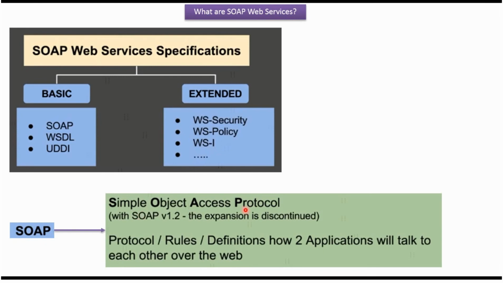Until SOAP version 1.1, this expansion was used, and in SOAP version 1.2, this expansion is discontinued, but still we are using it. SOAP is nothing but a protocol, or a set of rules or definitions, for how two applications will talk to each other over the web.